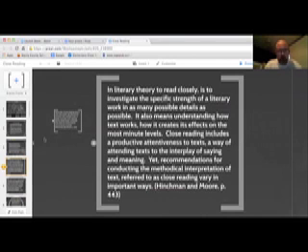In literary theory, to read closely is to investigate the specific strength of a literary work in as many details as possible. It also means understanding how text works, how it creates its effects on the most minute levels. Close reading includes a productive attentiveness to text, a way of attending to the interplay of saying and meaning. Yet, recommendations for conducting the methodical interpretation of text, referred to as close reading, vary in important ways.